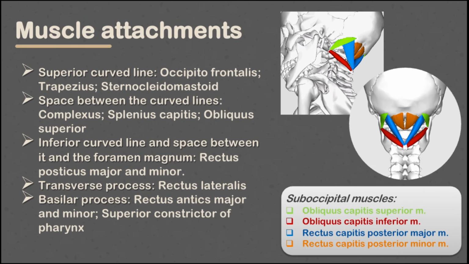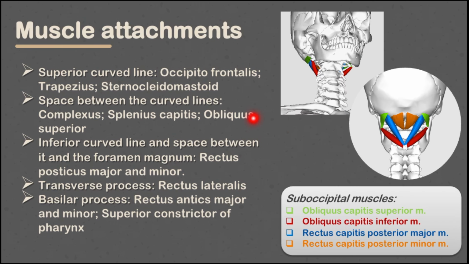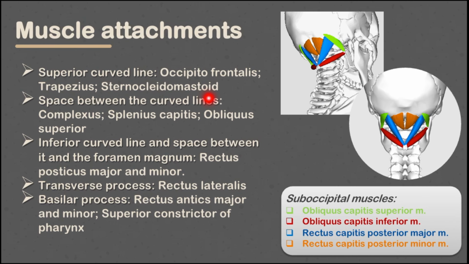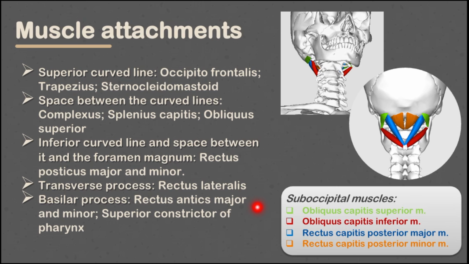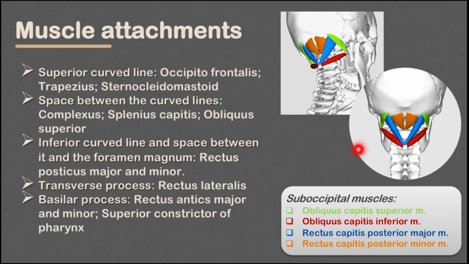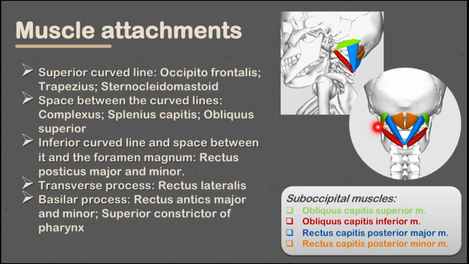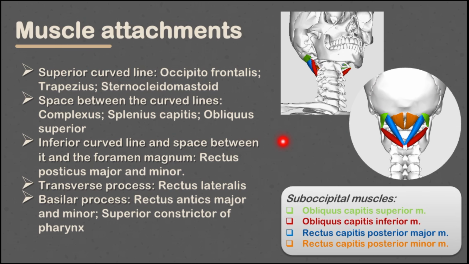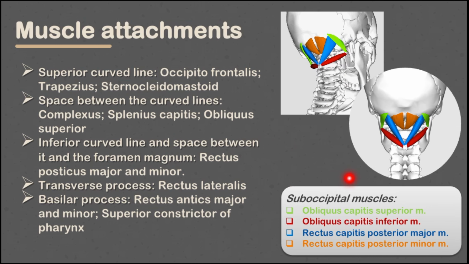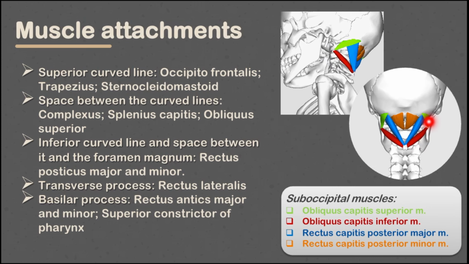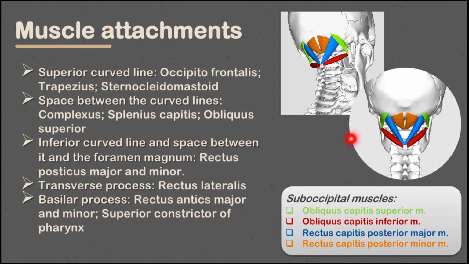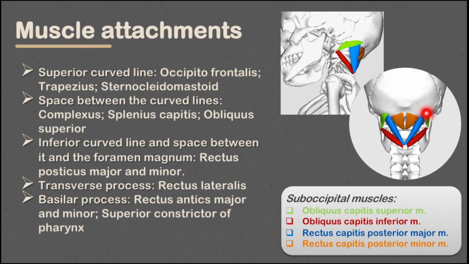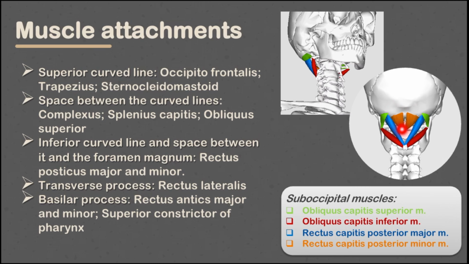There are so many muscles attached to the occipital, like the trapezius and the sternocleidomastoid at the superior curved line. The most important muscles are the suboccipital muscles, that are located below the occipital, and they are four paired, two oblique and two straight. The oblique are the obliquus capitis superior and obliquus capitis inferior. The straight are the rectus capitis posterior major and rectus capitis posterior minor.